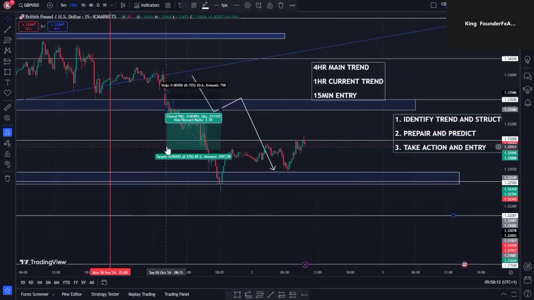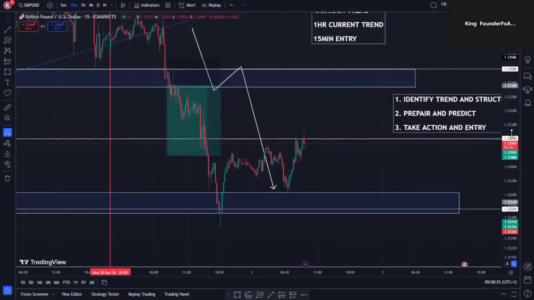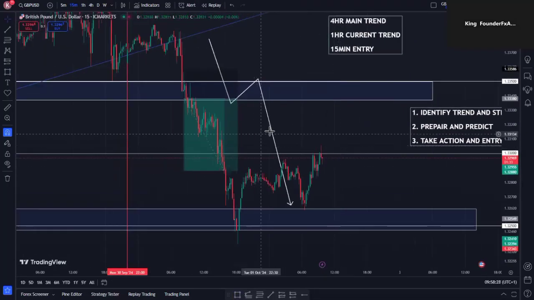So this is 1 to 1, and this is 1 to 2 risk reward. I can go more aggressively and take my profits here, or I can just exit on 1 to 2 risk reward, 50 pips. So it's giving like 50 pips soon. So that's it.